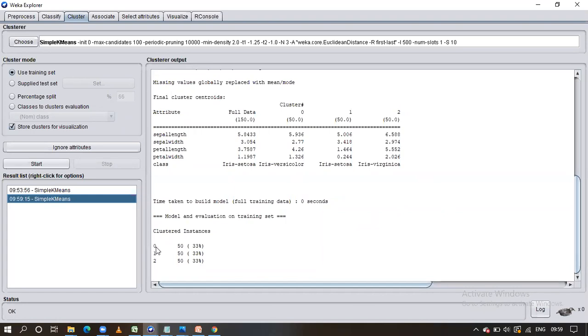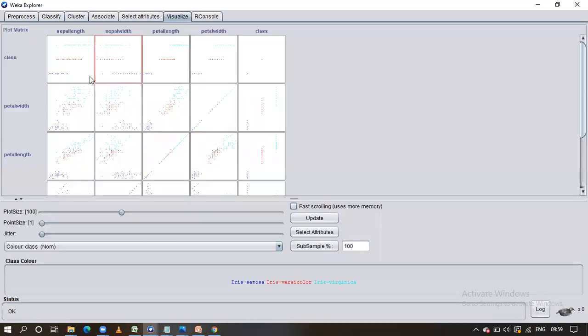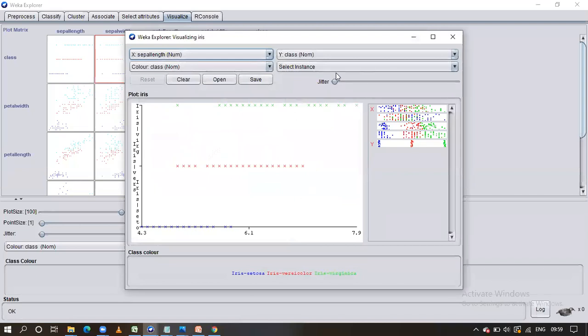In the 0th cluster, we have 50 points, and in the next cluster 55 points. Overall it is 33%, 33%, 33%. Let us visualize this, then you can easily understand. Here if you observe, this blue color is related to iris setosa, that is one cluster, this red color is another cluster, iris versicolor, and the third one is iris virginica.